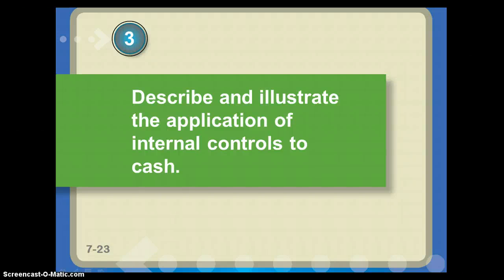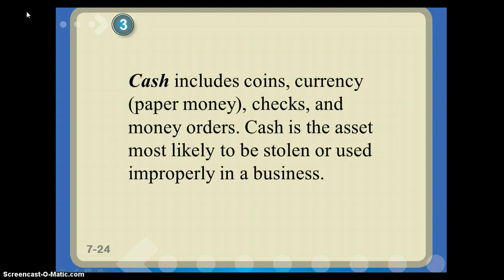Goal number 3 for Chapter 7 is to describe and illustrate the application of internal controls to cash. When we say cash, it includes coins, currency, paper money, dollar bills, $5 bills, checks, and money orders. All of these are considered cash because they're just as liquid as cash and can be used just like cash.